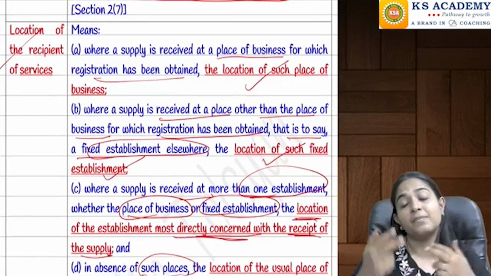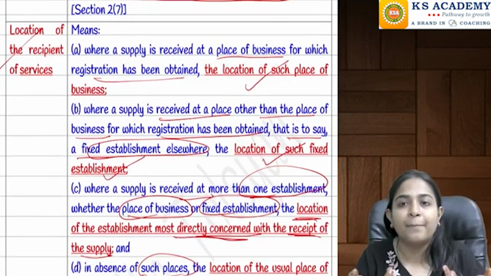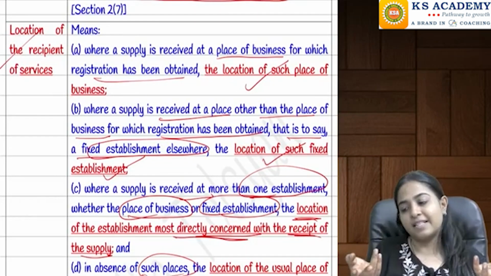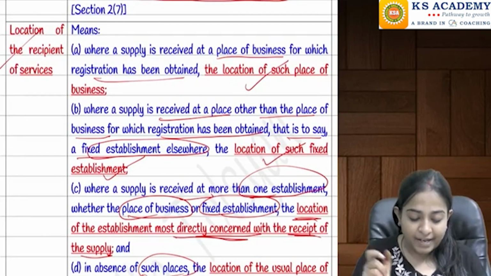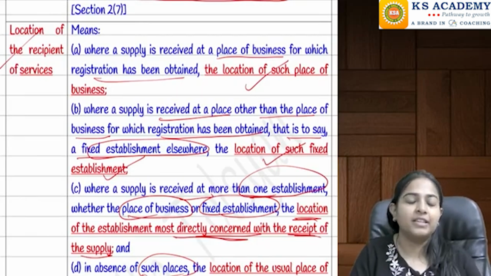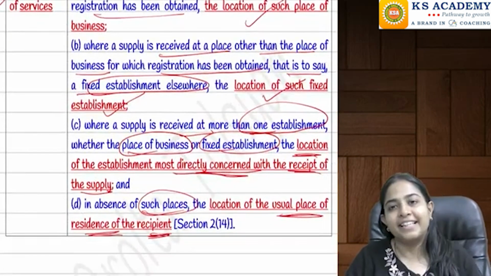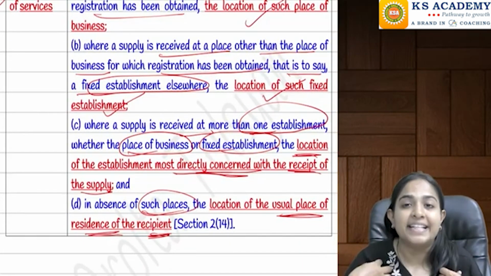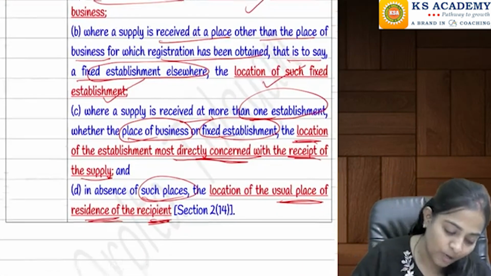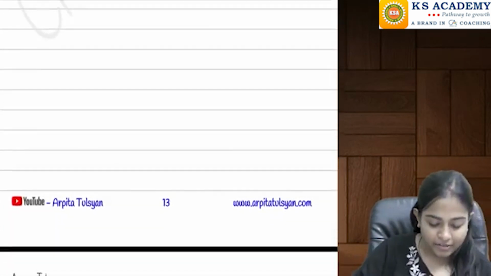If service is being received at more than one place, let's say at one place of business and at a fixed establishment, then the place which is more directly concerned with receiving of that service. And if none of these places are present, then the location of residence of the recipient will be considered as the location of recipient of that service, right?